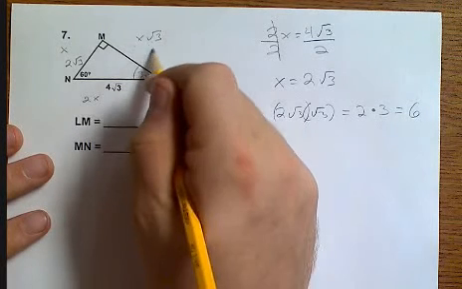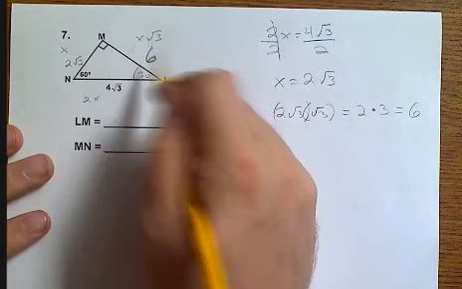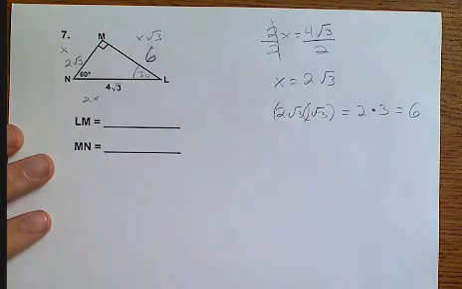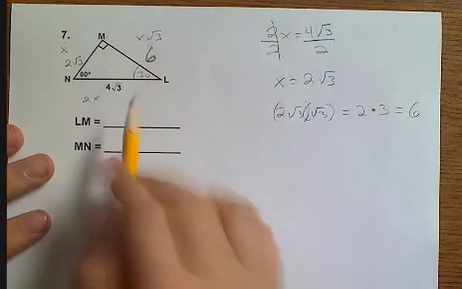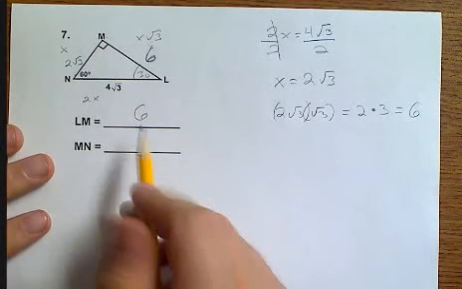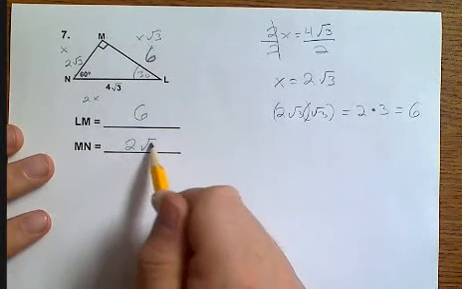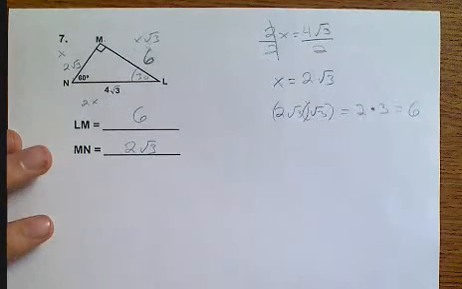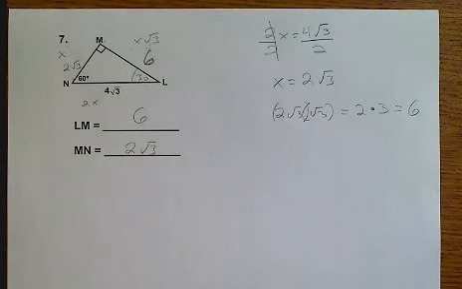So this side would be 6. So LM turns out it's 6, and MN turns out it is 2 on the square root of 3. So these are how you solve these problems. Again, you may want to pause, rewind, watch some of these other videos.